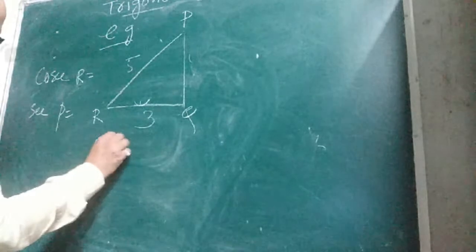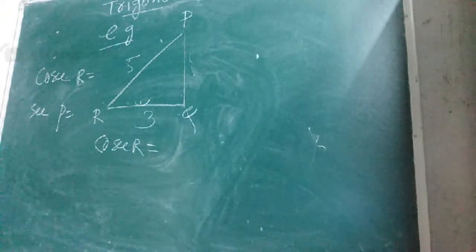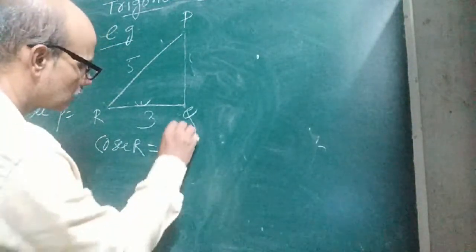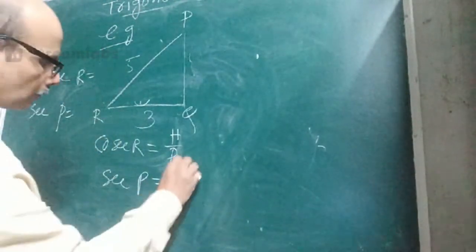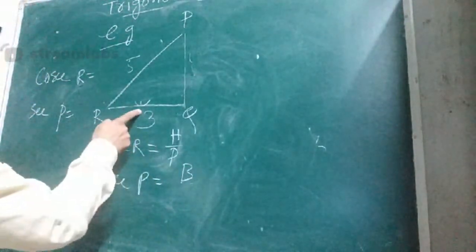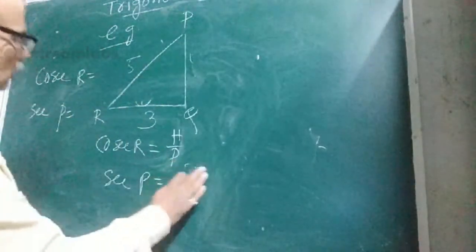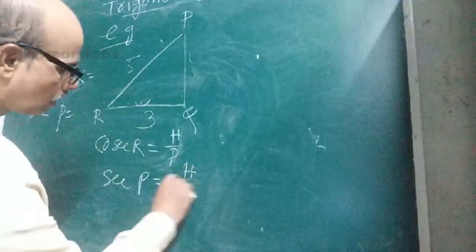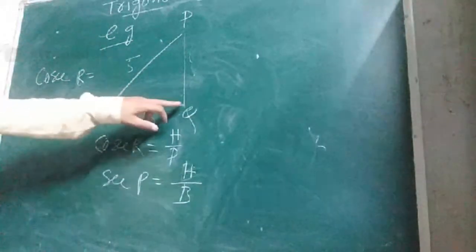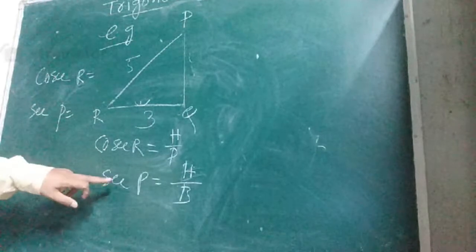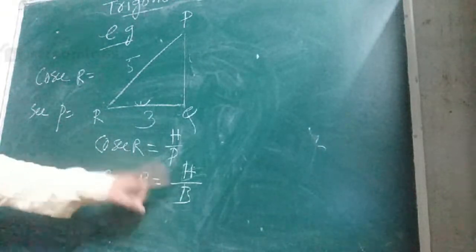Cosec R. I am writing here once again. You know that cosec is just opposite to sine. If sine is P by H, then cosec is H by P. Cos is B by H, so just opposite to cos is sec, means H by B. I have written here.